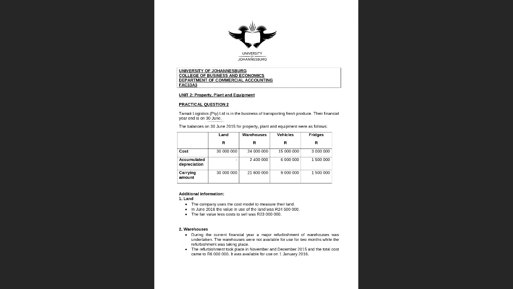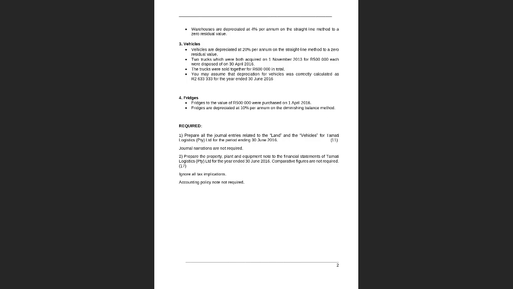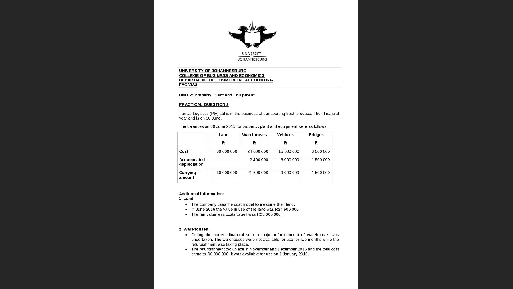They give us the balances for PPE on what date? 30th of June, 2015. So what does this represent? Remember, the year end we just saw in the required is 30th of June, 2016. So that is our year end. The dates that they gave us in the information are the 30th of June 2015. So what do these represent?